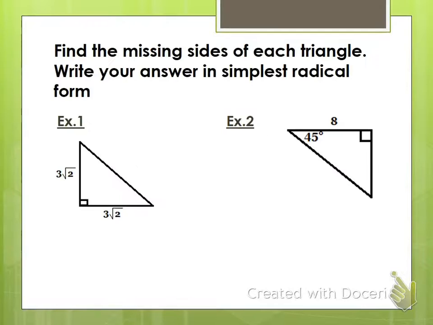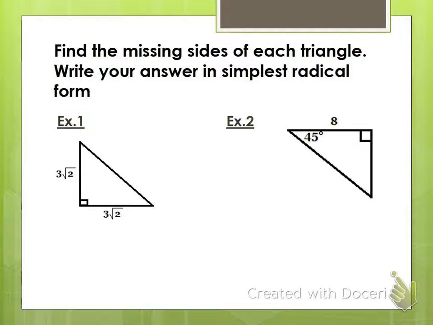Okay, then let's take a look at some 45-45-90s. Find the missing sides of each triangle. Write your answer in simplest radical form. Ari, you have a question or an answer? An answer for number 1?